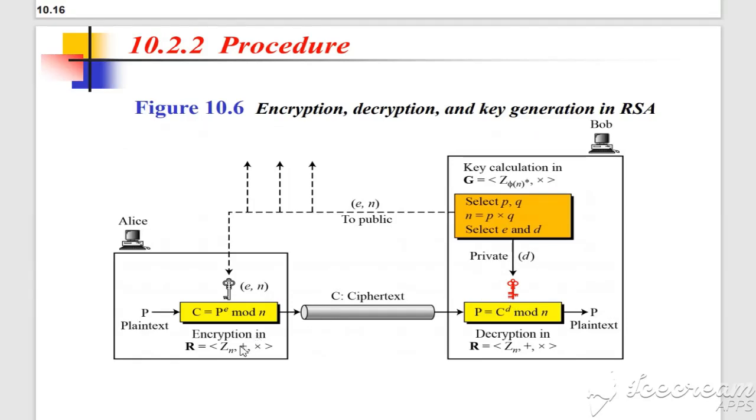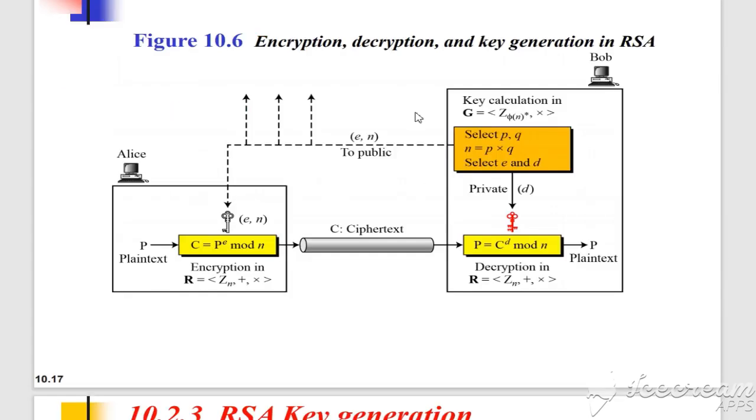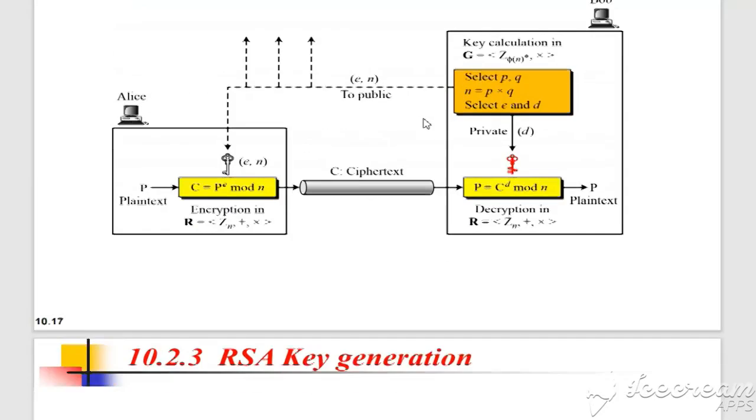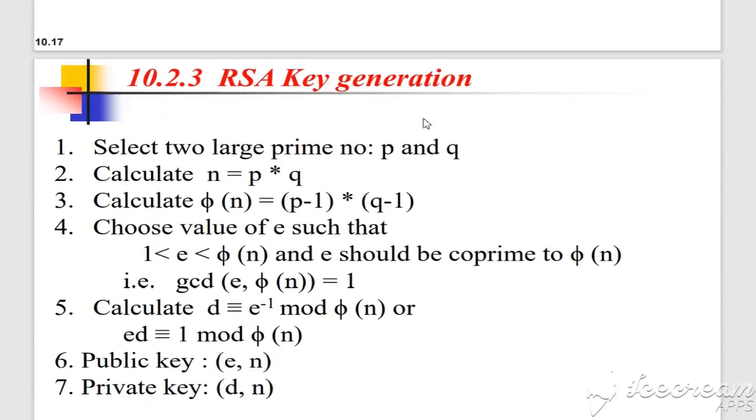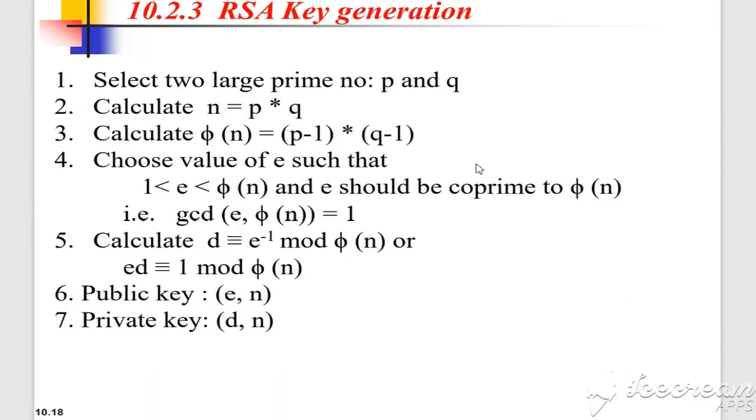What is there in R? It is a commutative ring, so the encryption and decryption are done using the commutative ring with the two arithmetic operations, multiplication and addition. Now we need to know how the public key and the private key are generated. So let's go to the next slide, the RSA key generation algorithm.